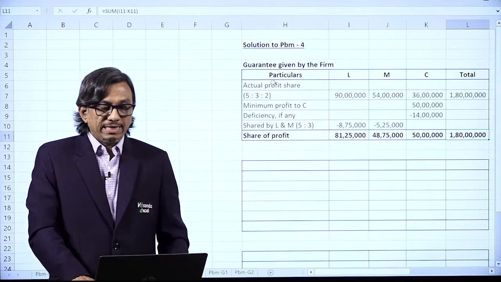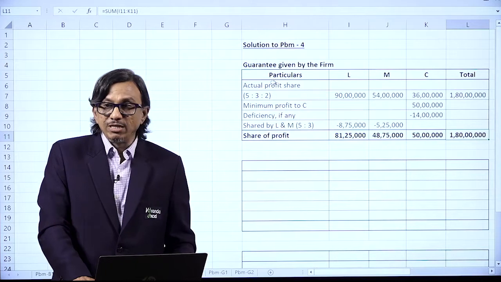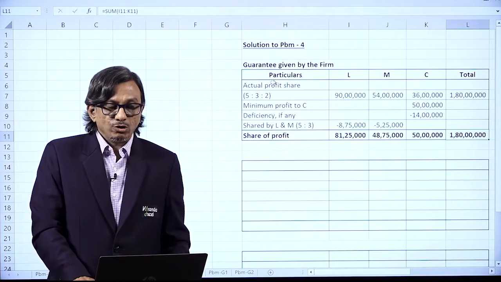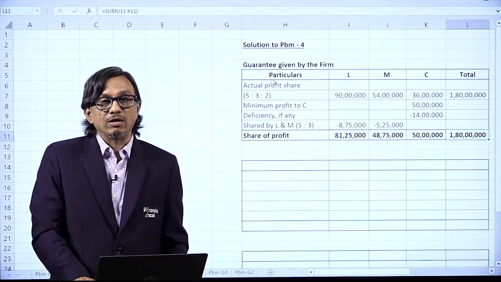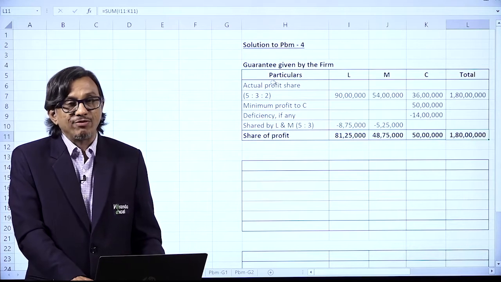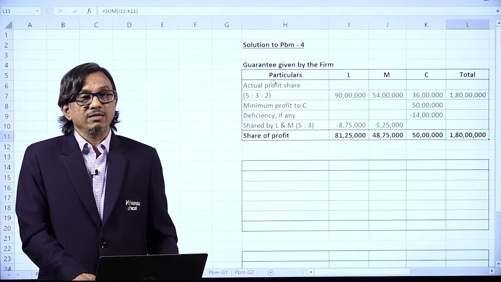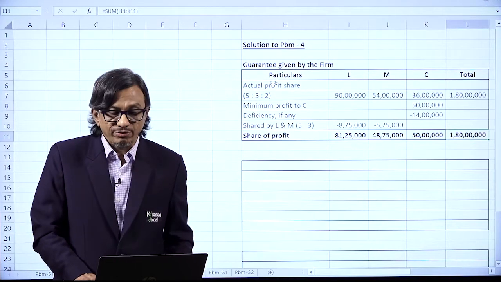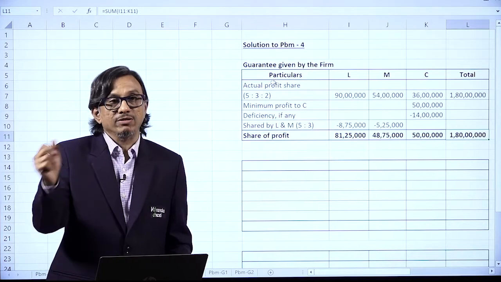Therefore, L's share of deficiency is 8,75,000, M is 5,25,000. So in the place of 90 lakhs, L will get only 81,25,000, M will get 48,75,000, and C will get 50. Find the total. It is 180 lakhs. This is how we have to share the profit of 180 lakhs between the partners.